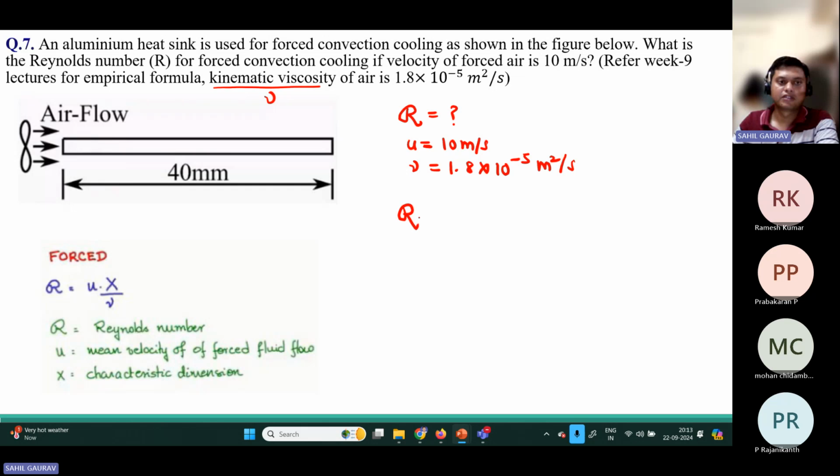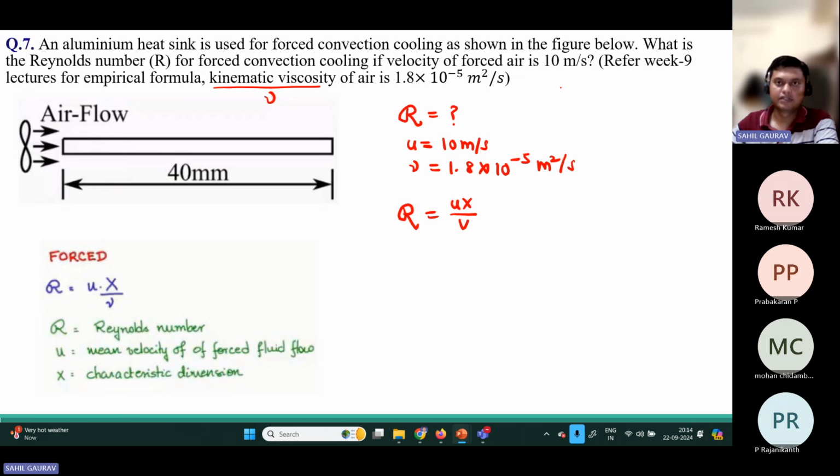Therefore, this Reynolds number will be Ux upon v. So what will the characteristic dimension x be? The characteristic dimension for this rectangular plate will be only this length.